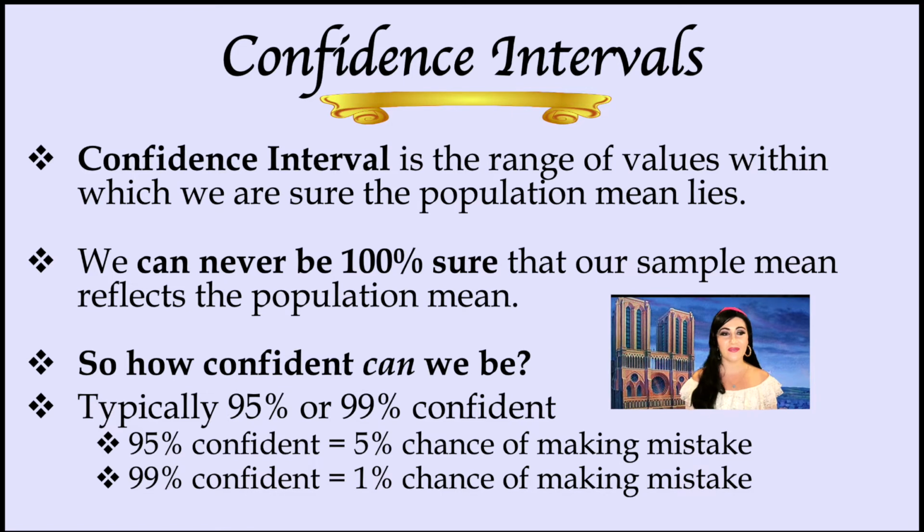So for example, if we're going to be 95% confident, that means we're accepting a 5% chance of making a mistake, because the total percent confidence we can have is 100%. That would be perfectly confident. So if we are 95% confident, that means we're willing to be 5% wrong. Similarly, if we're 99% confident, then we're willing to accept a 1% chance of making a mistake, or a probability of 1% chance of error.